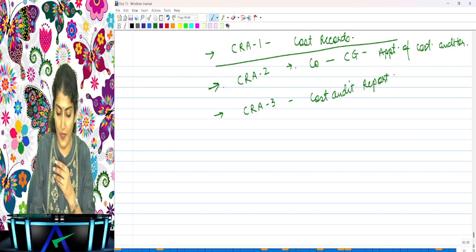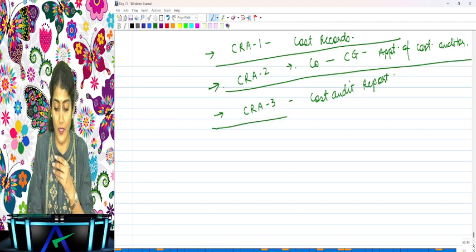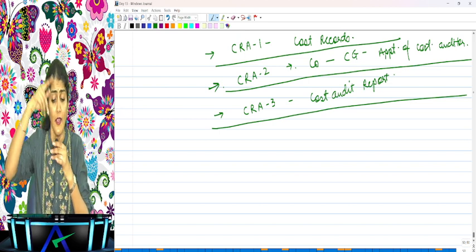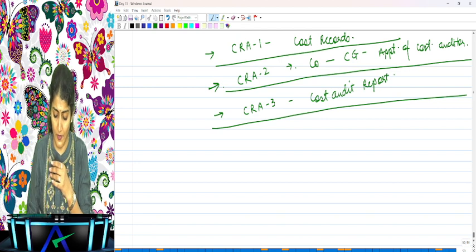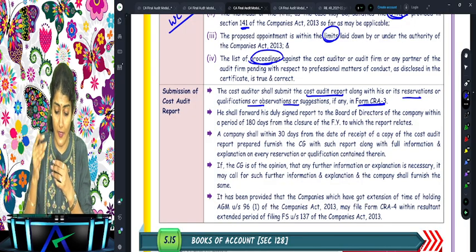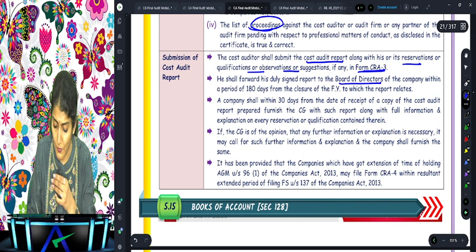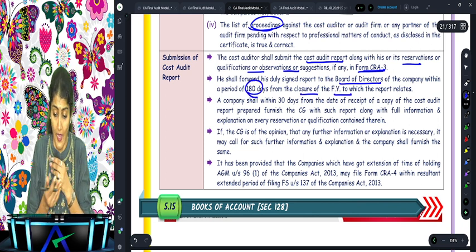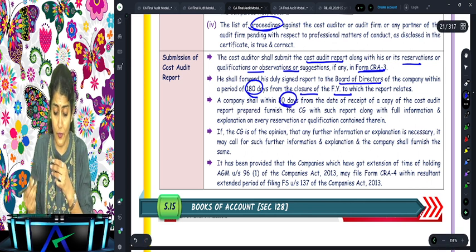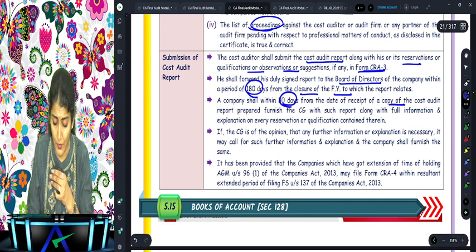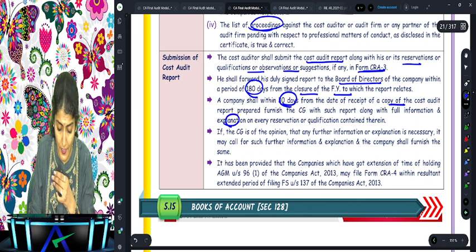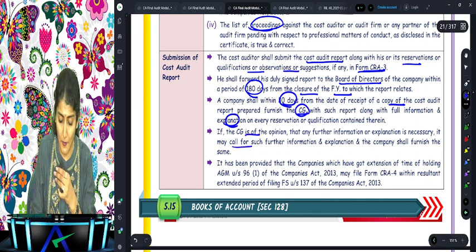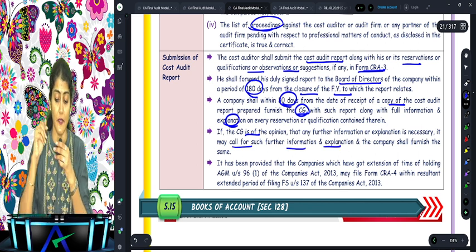Right, so CRA 1 cost record, CRA 2 who needs to appoint the cost auditor? The board of directors. So the board of directors will inform the central government who has been appointed as the cost auditor, right? And then the report has to be sent to the board of directors within 180 days from the closure of the financial year, and then within 30 days from the date of receipt of the report, a copy of the report along with the explanation for every reservation has to be submitted to the central government, and the central government may call for further information and explanation, right?